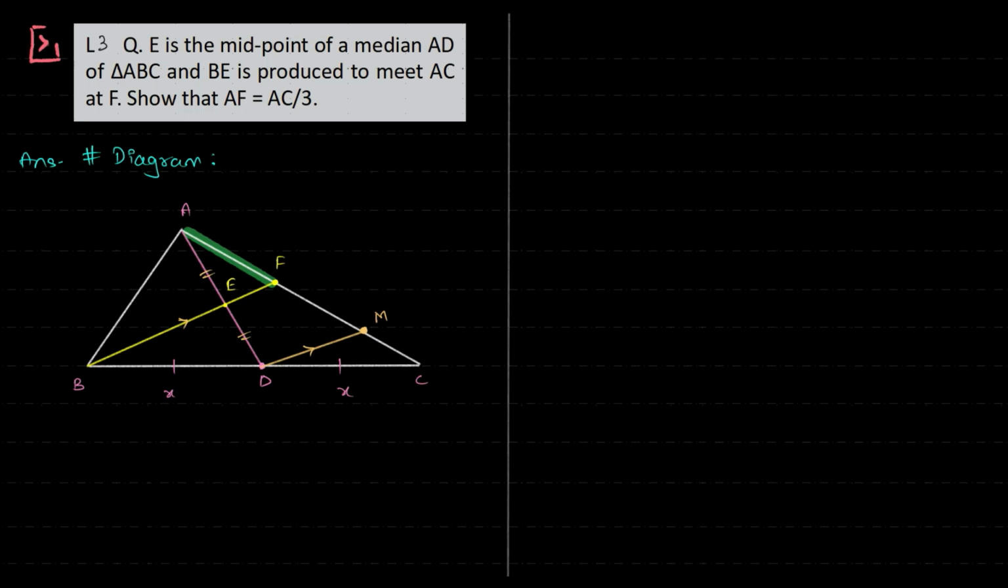Quite simple actually. Let me start off with a bit of construction. Draw DM parallel to BF. That's it. I guess there's nothing else we should be doing. And now we will write to prove and proof then. So we had to prove that AF is equal to AC by 3. And now we have the proof.